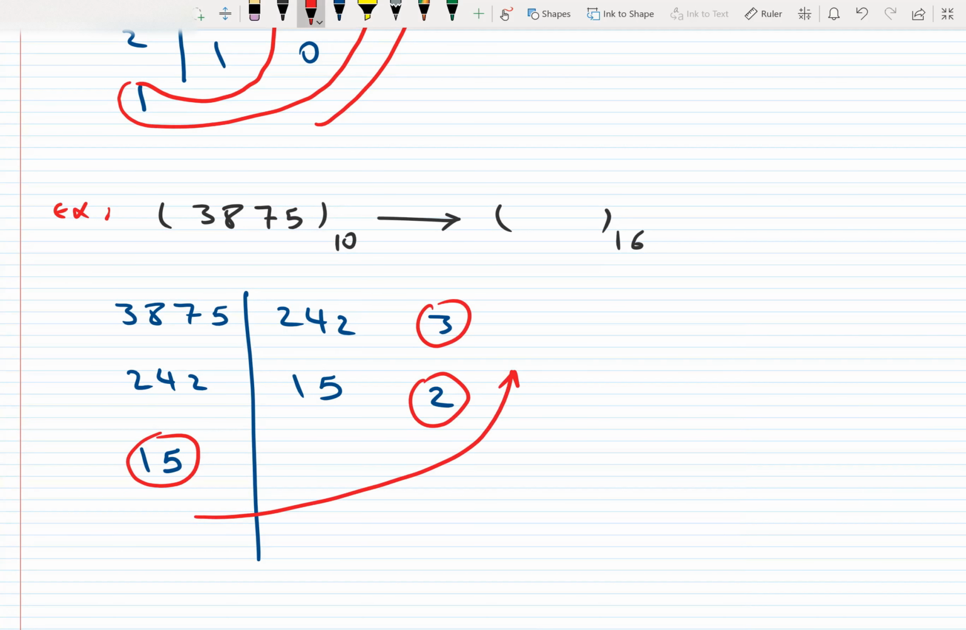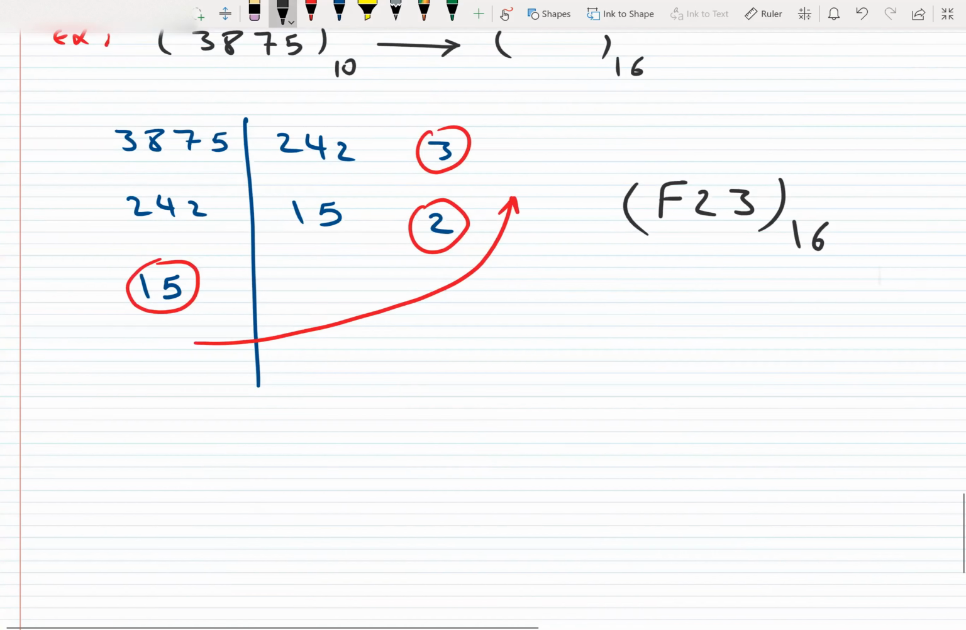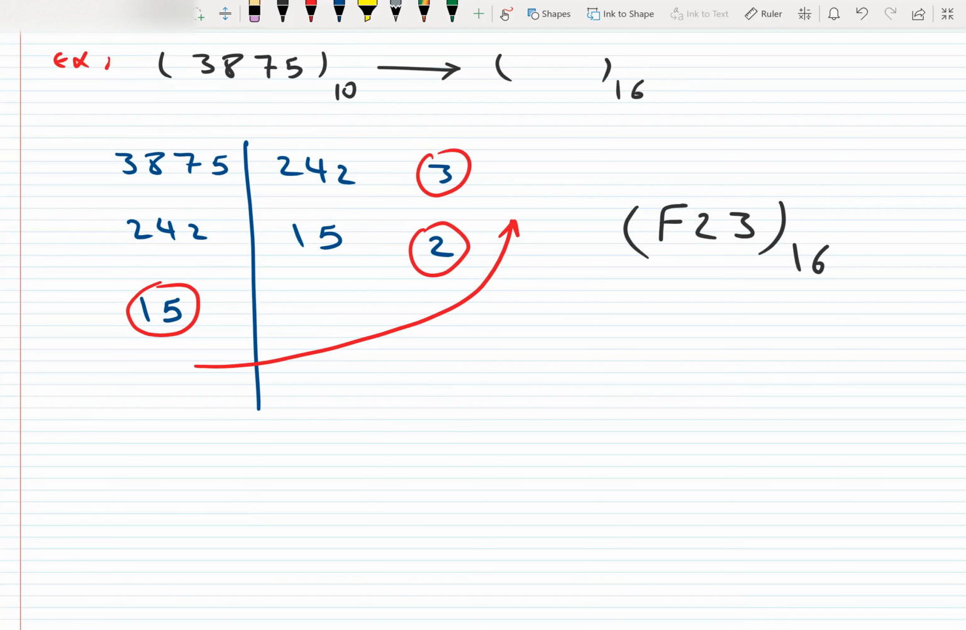We cannot show 15 as 15 in base 16 because we need to use our alphabetic symbols for representing base 16. So 15 is represented by letter F. So the answer will be F23 in base 16. So 3875 in base 10 is equal to F23 in base 16.